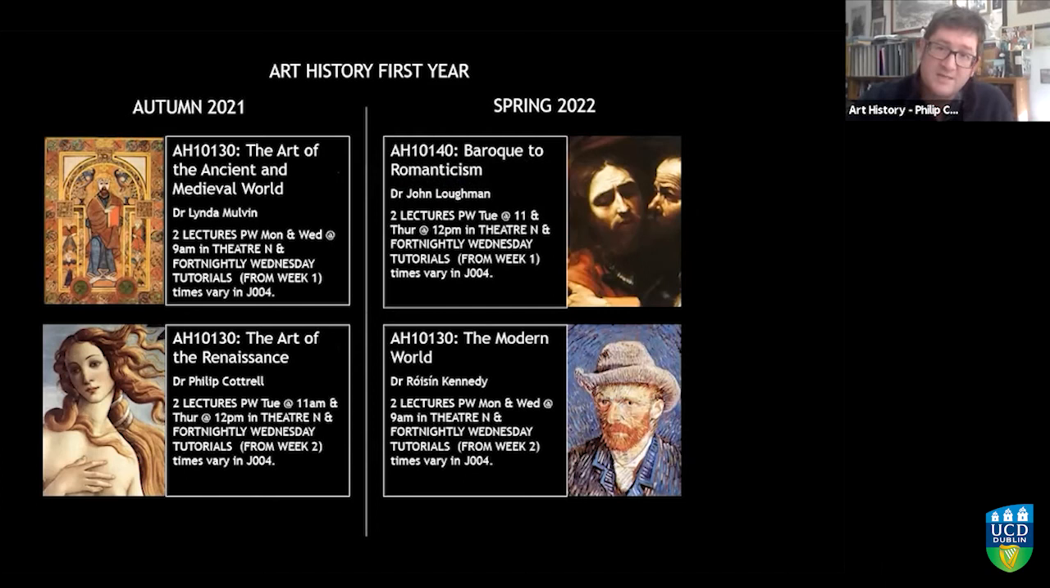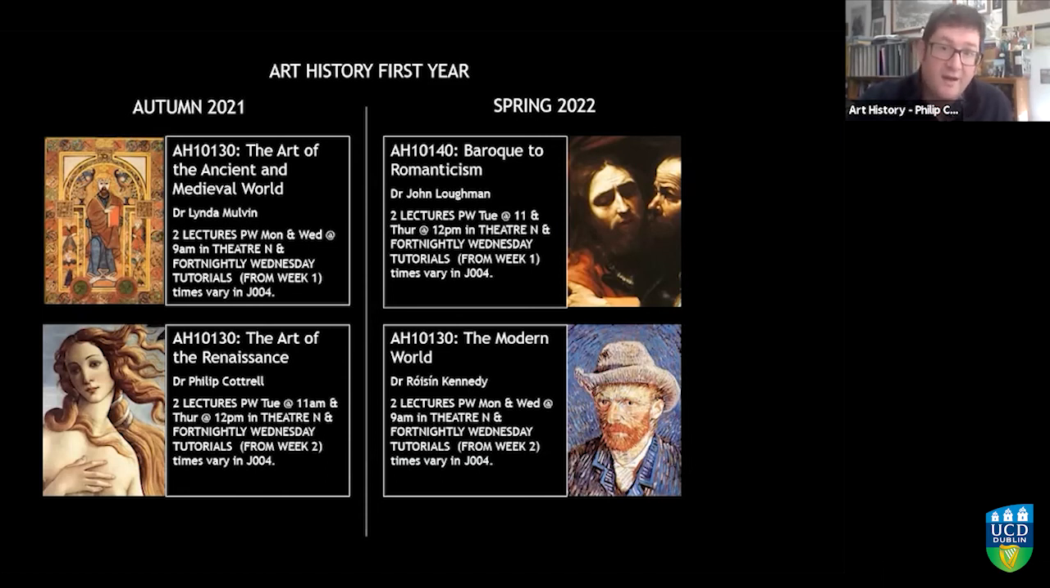And then in spring 2022, we have 2 further modules. One, Baroque to Romanticism, covers art in the 17th and 18th centuries, going from the stark, almost cinematic realism of Caravaggio up until the Romantic era of Turner and Constable. But there is also another module running in the spring, which looks at the birth of modern art in Europe in the late 19th and early 20th century.